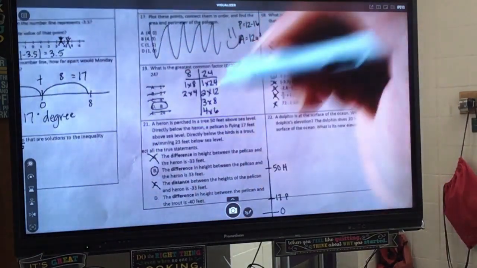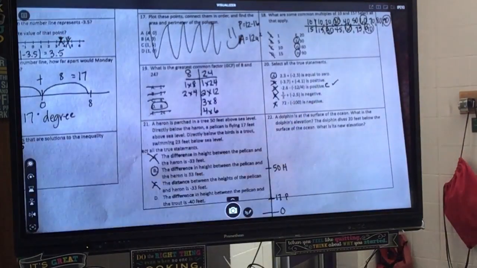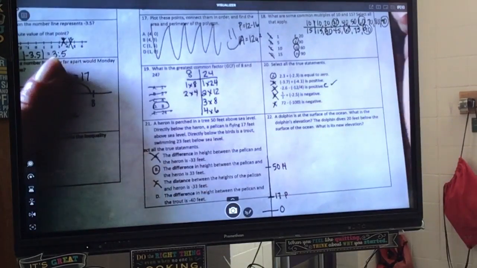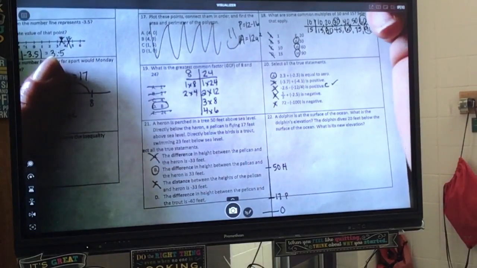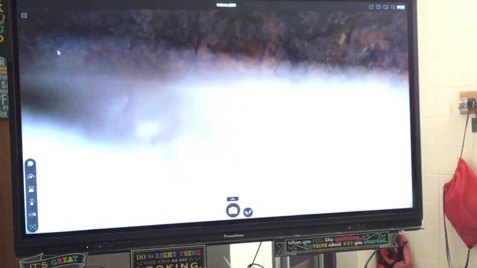Absolute value. The difference in height between the pelican and the trout is negative 40 feet. Why is that not true? By now we should all know, right? Why is that not true? Y'all can just tell me. Absolute value. Alright, flip it over.